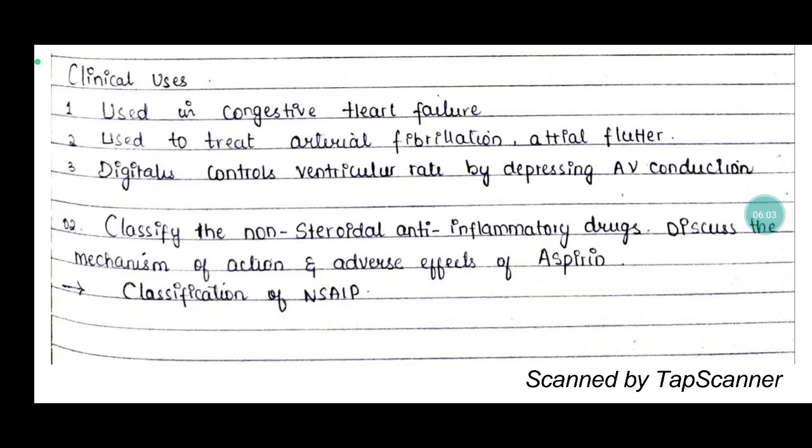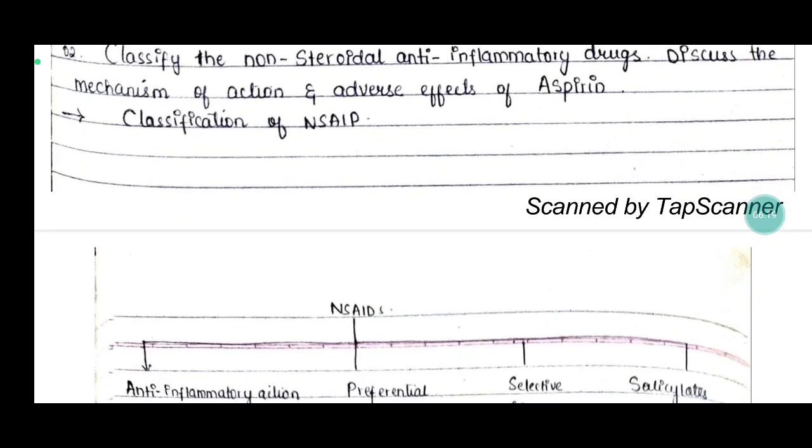So the second 10 marks question: classify the non-steroidal anti-inflammatory drugs, and discuss the mechanism of action and adverse effects of aspirin. So the classification of NSAIDs, that is non-steroidal anti-inflammatory drugs.